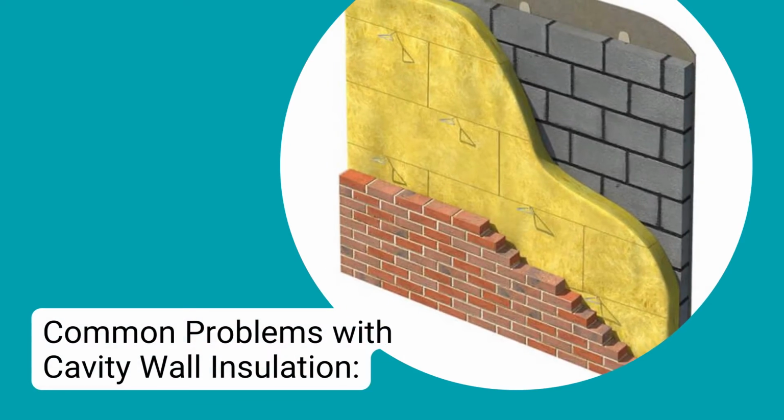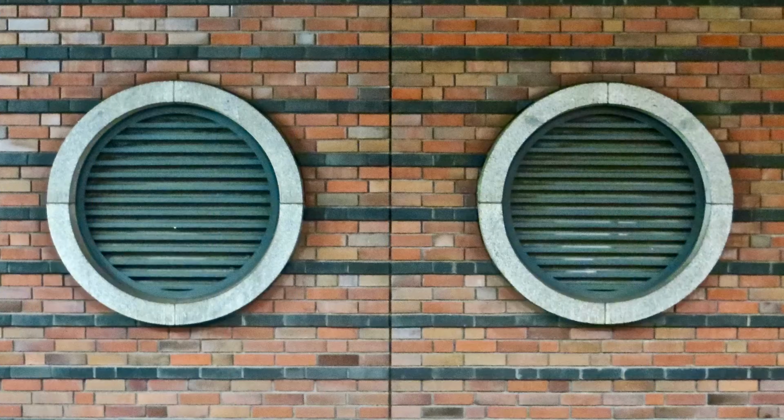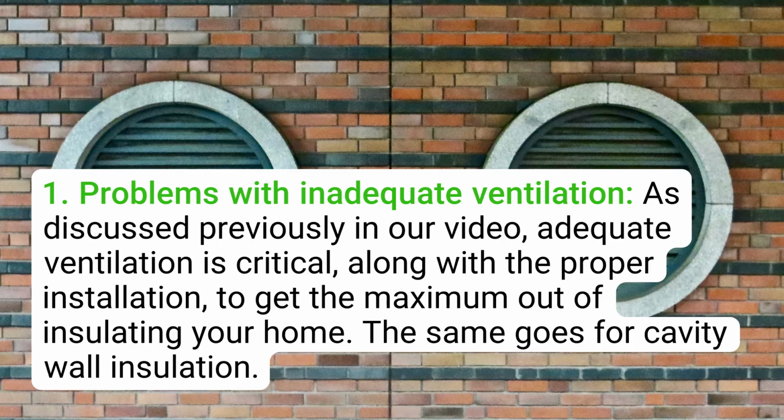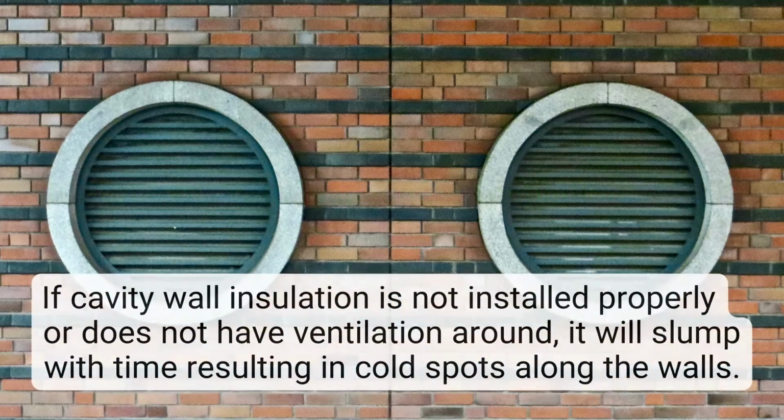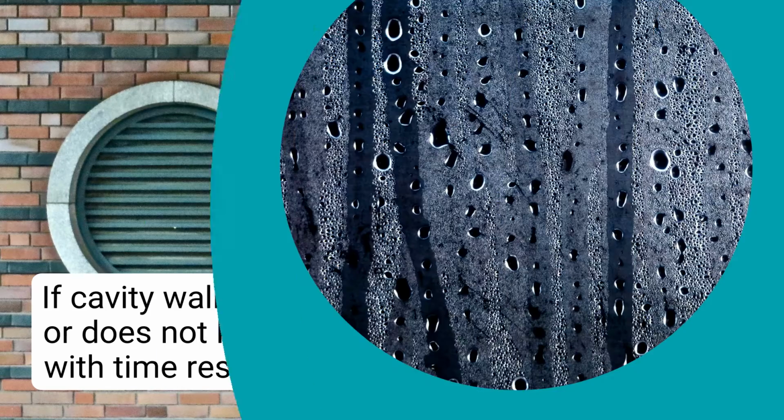Common problems with cavity wall insulation. 1. Problems with inadequate ventilation. As discussed previously in our video, adequate ventilation is critical, along with proper installation, to get the maximum out of insulating your home. The same goes for cavity wall insulation. If cavity wall insulation is not installed properly or does not have ventilation around, it will slump with time, resulting in cold spots along the walls.